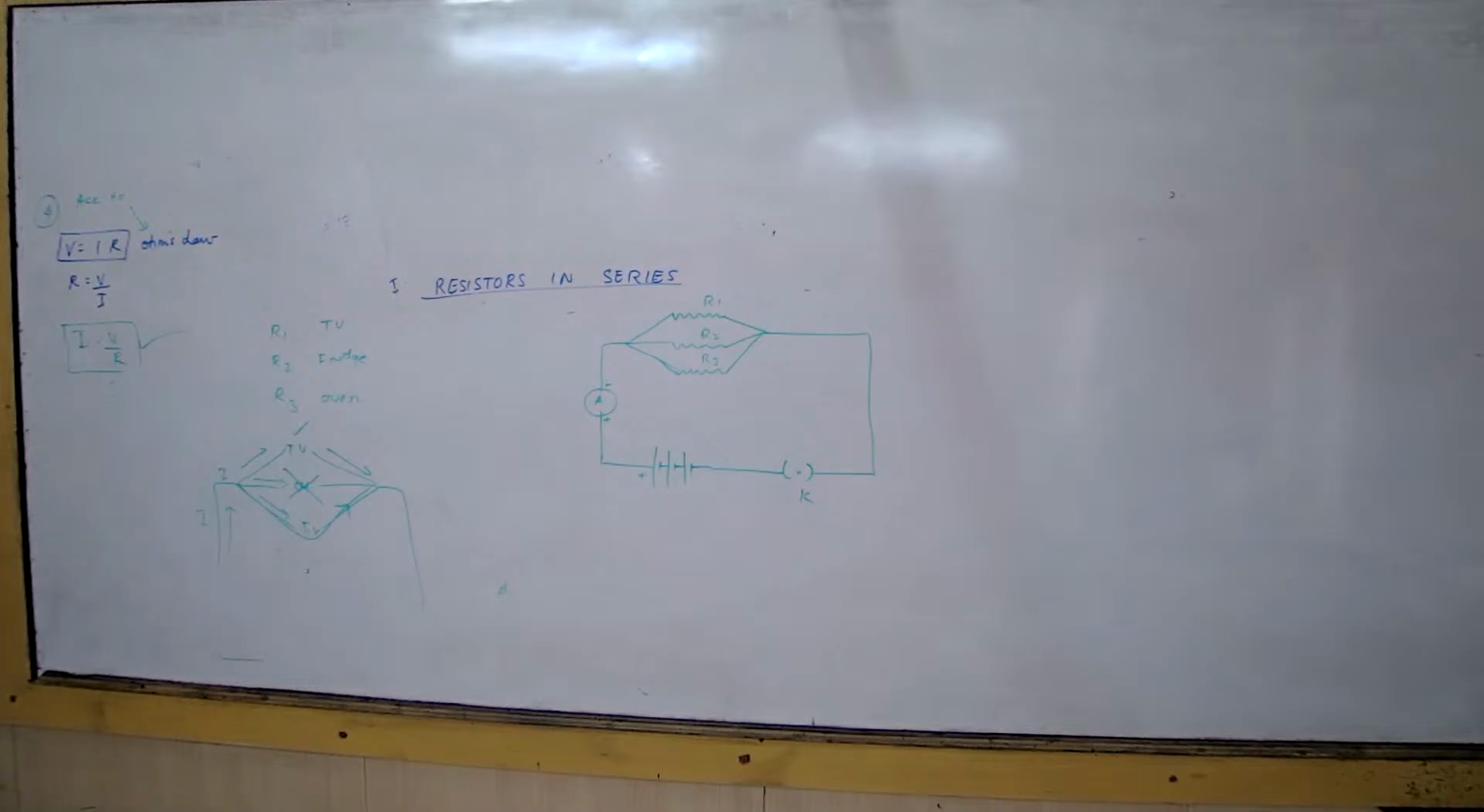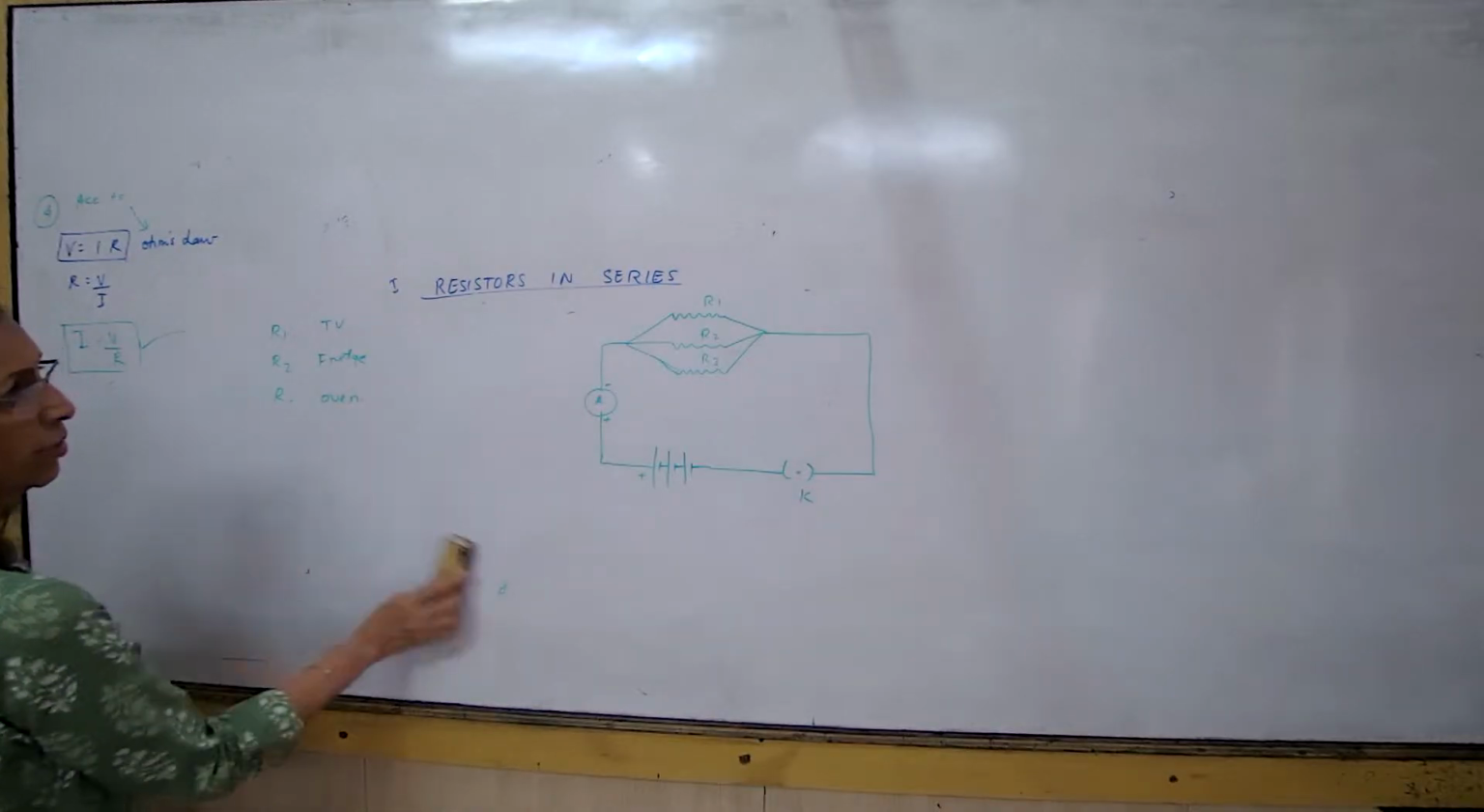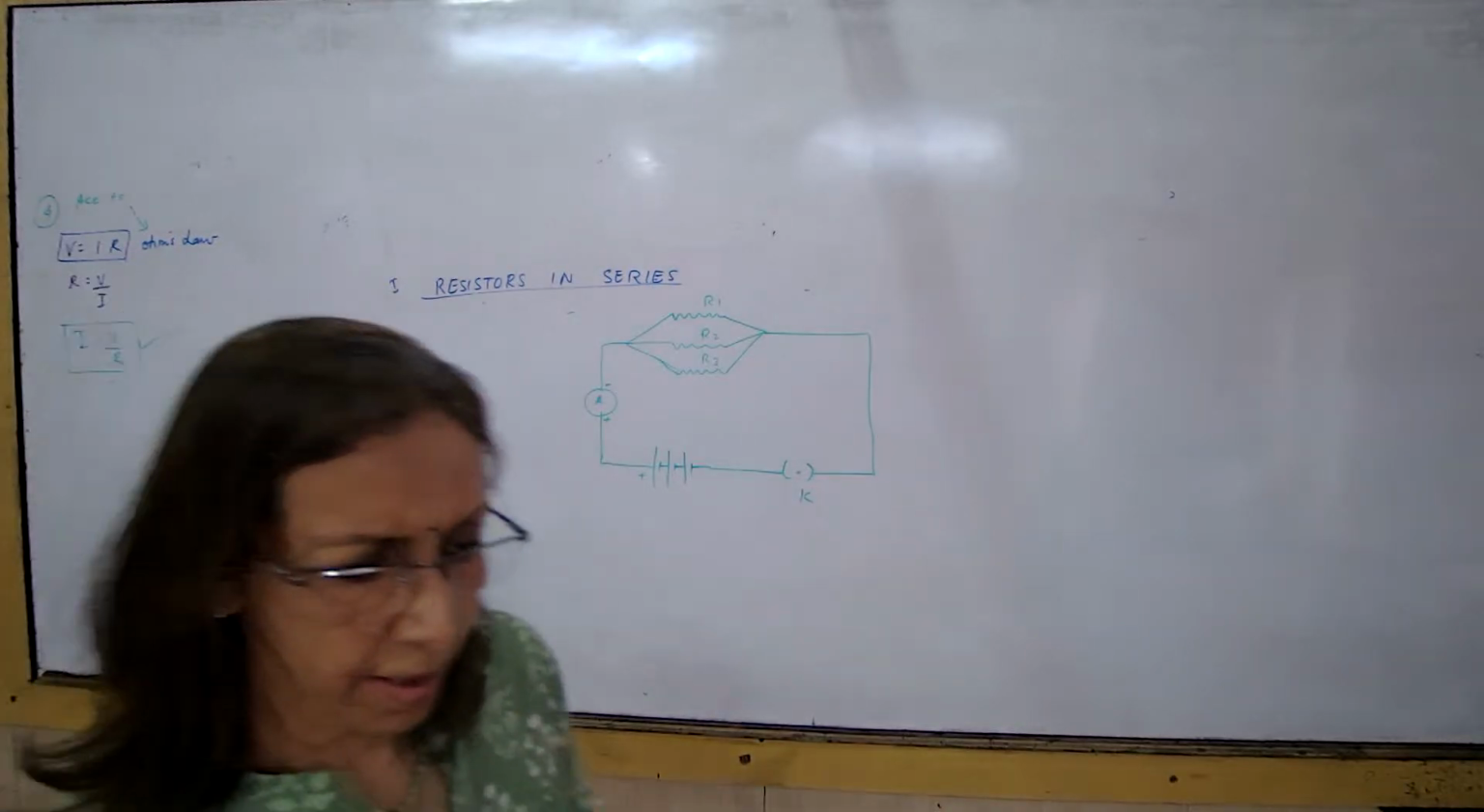So therefore, in a house, the appliances, fan, TV, or whatever it is, are always connected in parallel. Did you understand what is the advantage of connecting them in parallel? First we take down the diagram so that we understand.